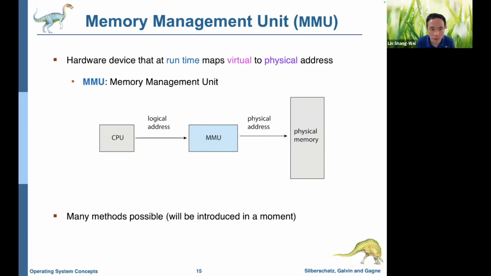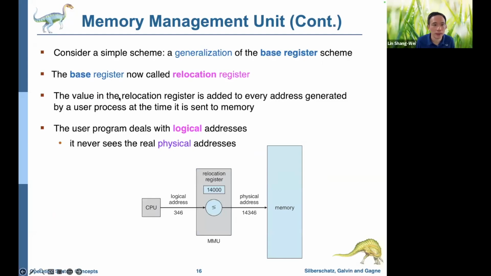All right. Let's move on. Let's consider the most simple one. We can use a base register and a limit register. Sometimes the base register is also called the relocation register. Its idea is like this: when the CPU says, "Hey, I want to access address number 346," this is a logical address. Where is it located?